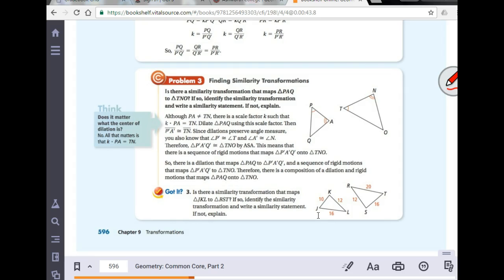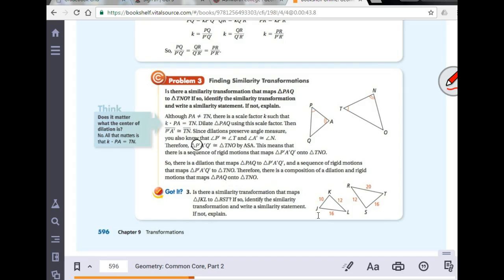And so if you see that that's congruent to that, and angle A is congruent to N, and this is not the same size, but this is proportional to this, then there is a rule in the previous chapters that says by angle side angle you can prove that these two triangles are similar to each other. So triangle PAQ or P prime A prime Q prime would be congruent to TNO by angle side angle.